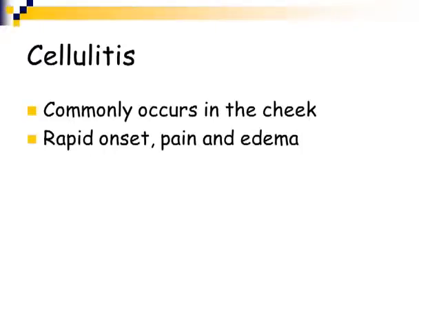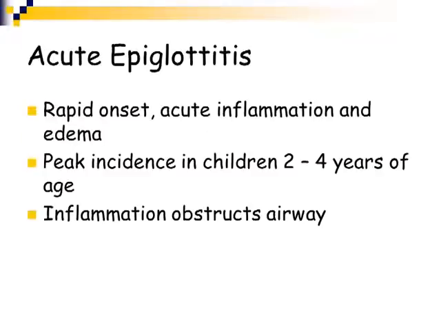Cellulitis also can occur, and it's more commonly occurring in the cheek, and this is a rapid onset with pain, redness, and swelling of the cheek area. Acute epiglottitis is another type of infection, and again, this is rapid onset and acute inflammation and swelling of the epiglottis. This has a peak incidence in children between the ages of 2 and 4, and the epiglottis can get so inflamed and swollen that it can obstruct the airway.